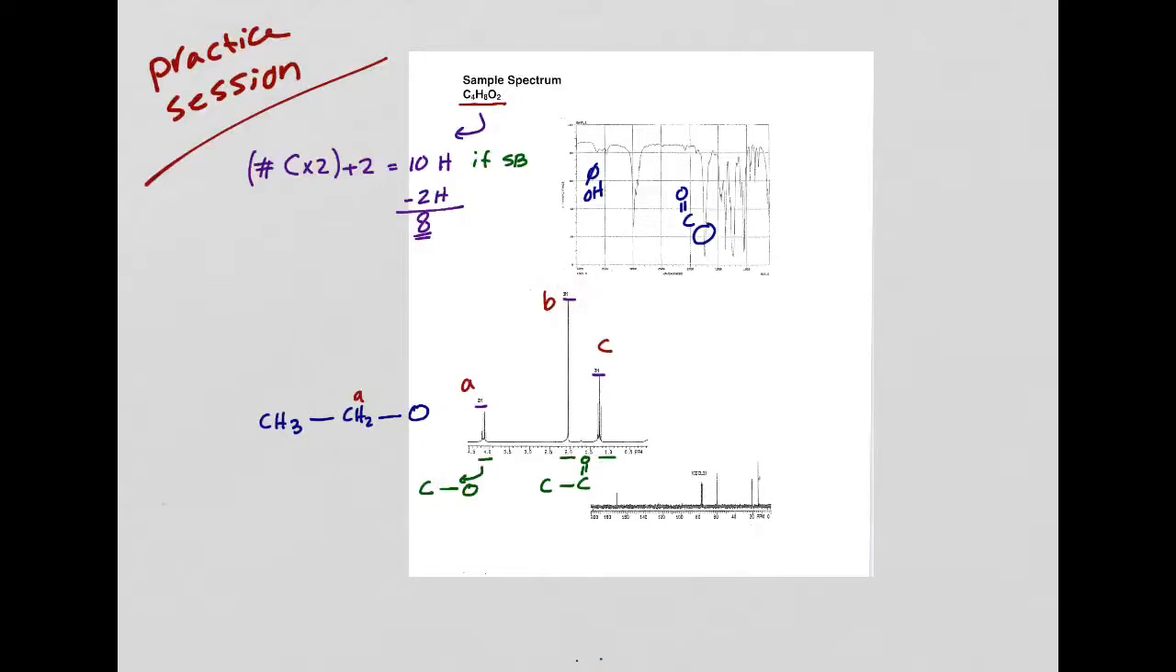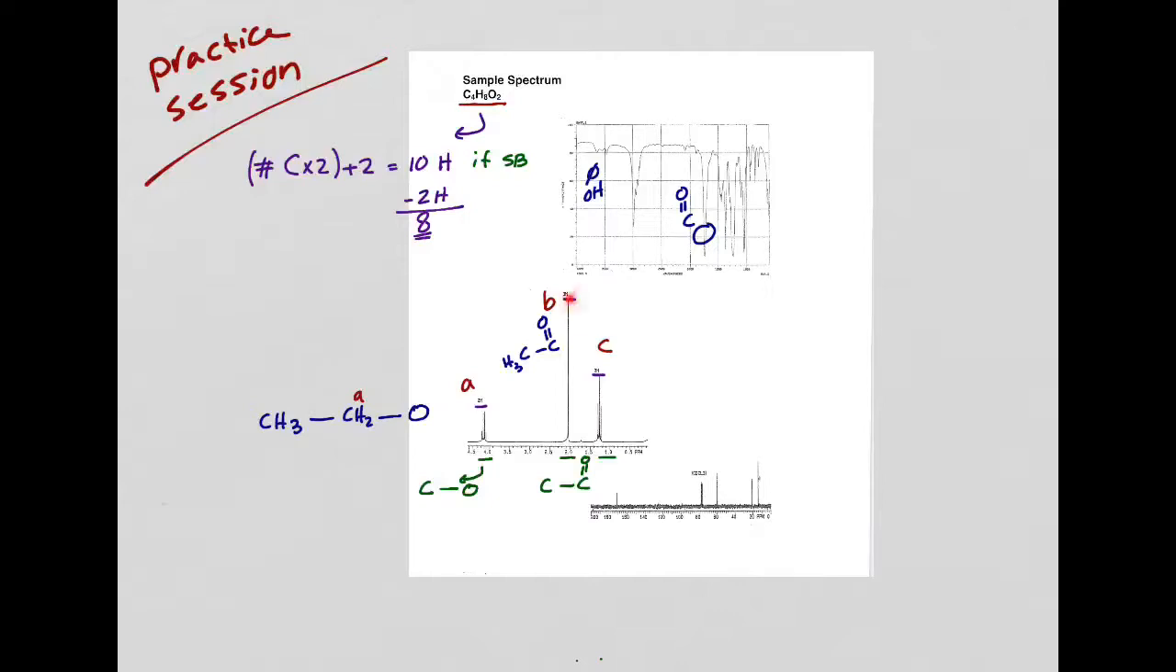So I'm just going to write things down, see how it goes. I have 3 hydrogen, so maybe I have a CH3. And that CH3 is attached to a carbonyl group. Would that make sense? Let's see if that makes sense.